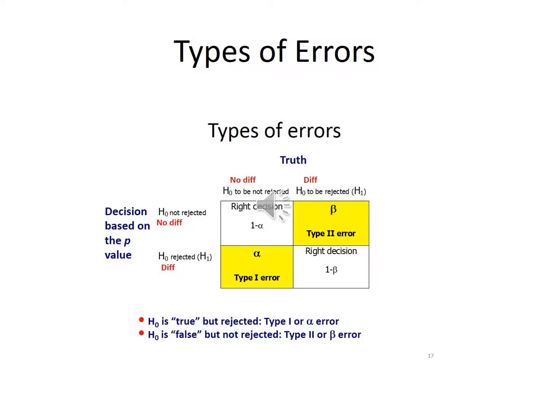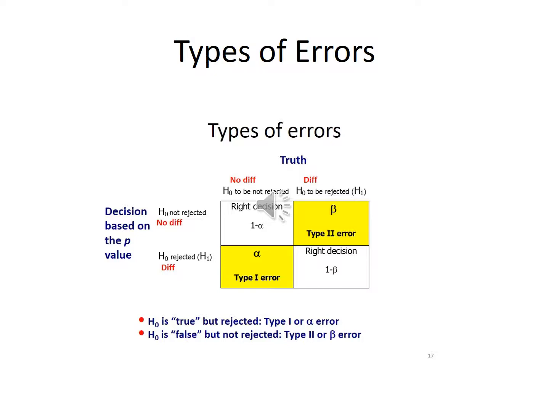Now, anytime you start talking about hypothesis testing, there's a chance that we're just going to make the wrong decision because we're going to make this decision based on sampling. So if I were to make the decision, I'm looking on the right there, decision based on the p-value, and I don't reject the null hypothesis. In other words, I say there's no difference. I would like for the reality to show that there is no difference.